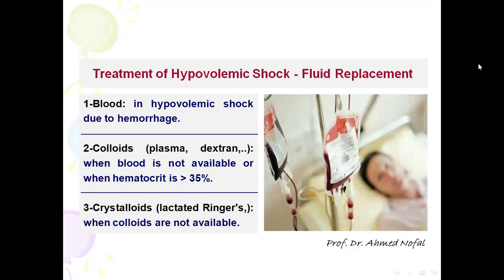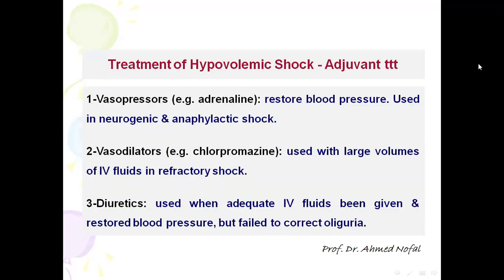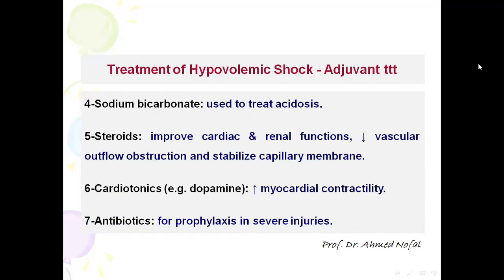Fluid replacement is made by blood colloids like plasma, dextran, and so on, and crystalloids. The adjuvant treatment is according to the situation and the case, by vasopressors, vasodilators, diuretics, sodium bicarbonate, steroids, cardiotonics, and antibiotics.